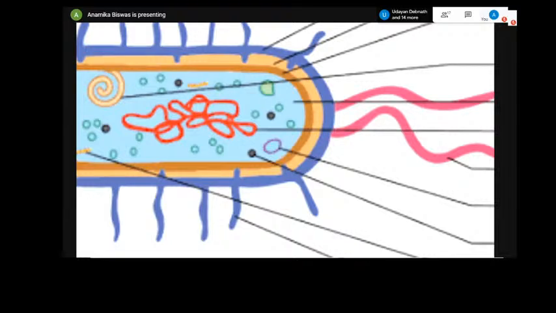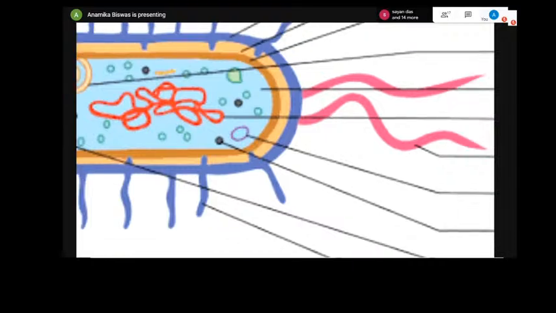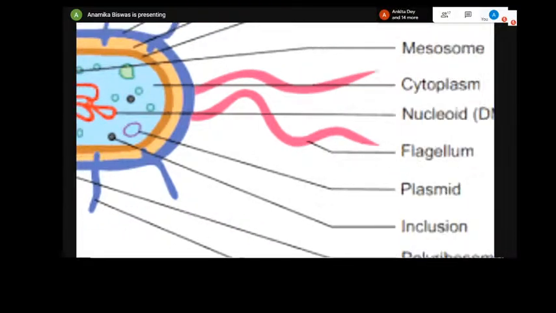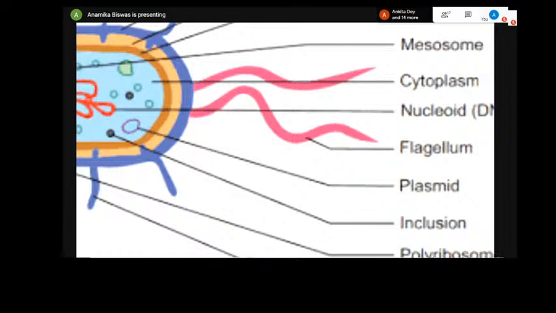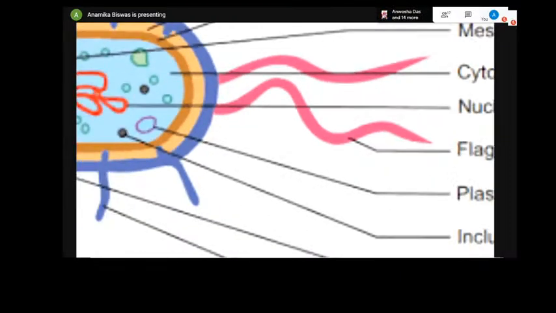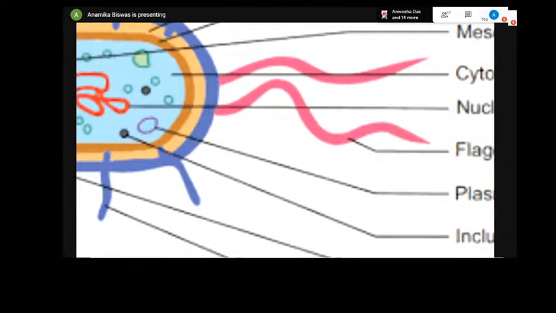Many bacteria contain a small circular DNA which is known as plasmid. You can see the small circular DNA, in purple color, is present. So this is called plasmid. It is also a chromosomal or genomic DNA.